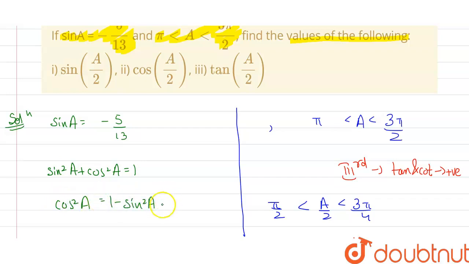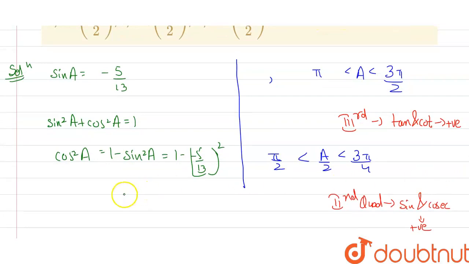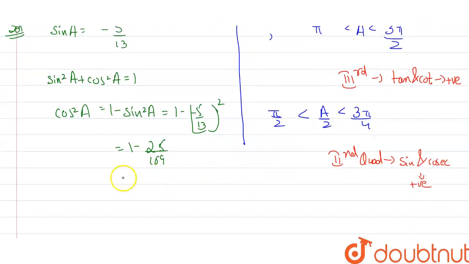You know the value of sin A: sin A is minus 5 by 13, so this will be 1 minus the square of 5 by 13, since the minus goes away because of the square. This gives 1 minus 25 by 169. Taking the LCM 169, 169 minus 25 is 144, so cos square A equals 144 by 169.